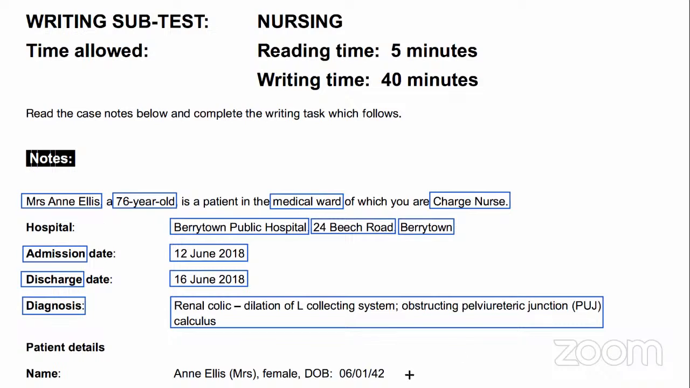Okay. Next one. Age is given here. Mrs. Annie Ellis. Here also the name of the patient is given. And date of birth also is given. So these are very, very important. This you have to identify here. What is important information? What should go into the letter? So these points are very, very essential. Others, not important.